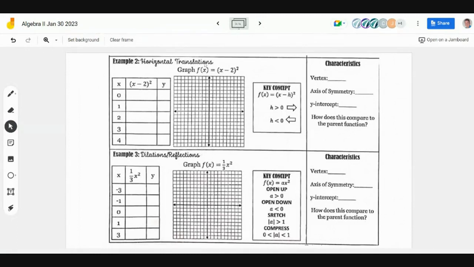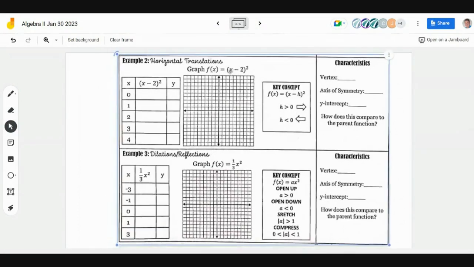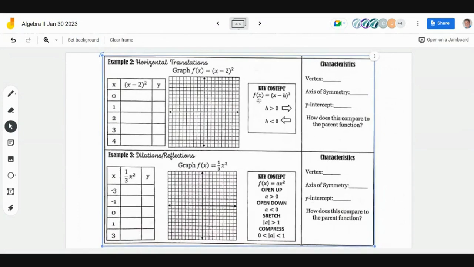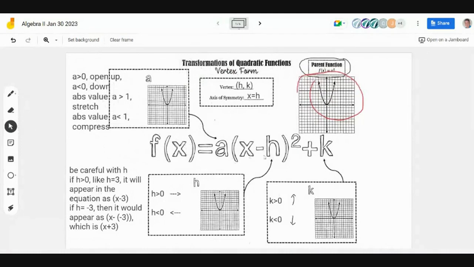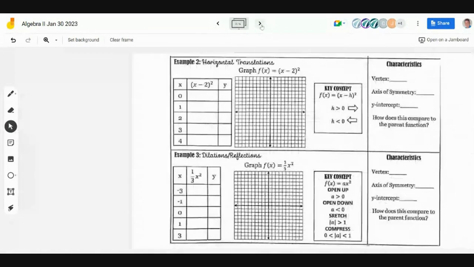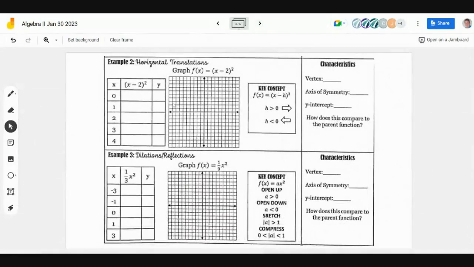Horizontal translations. Okay? Here we've got (x minus h) squared. So we're just looking at this portion of the equation. What happens when we just change the h? We're not changing anything else except just the h, so we can see that.